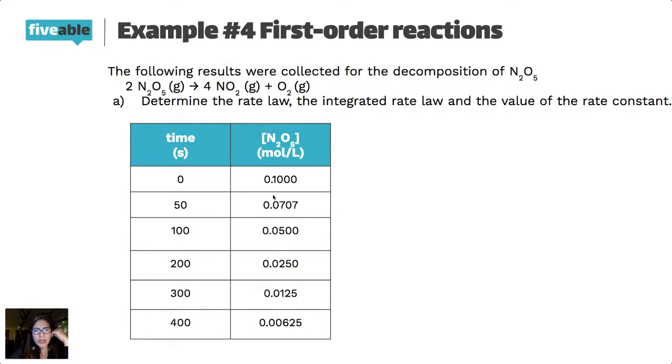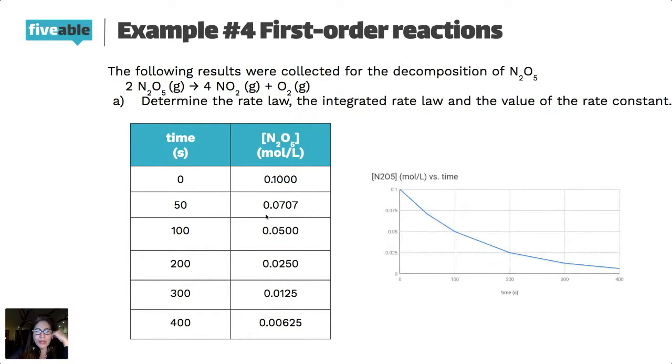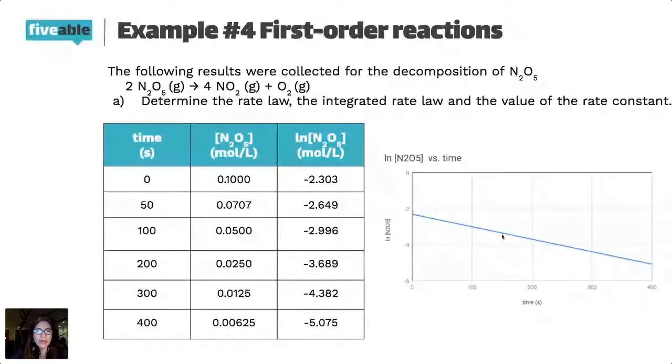So that is a hint that you're dealing with the integrated method. Okay, so what are you going to do? You're going to graph the values. And as you can see, this doesn't give you a straight line. So what you can do is take the natural logarithm of the concentrations and then graph that. And as you can see, now we have a straight line. A straight line with the natural logarithm is an indication that this is a first order reaction.